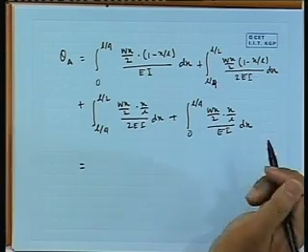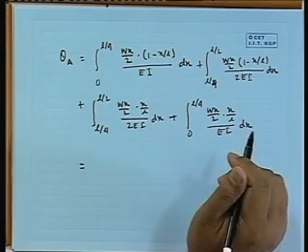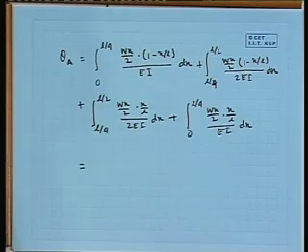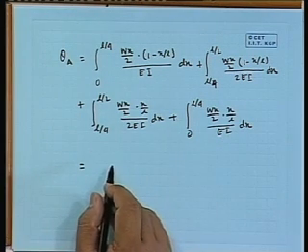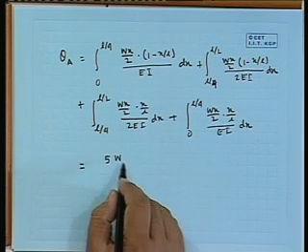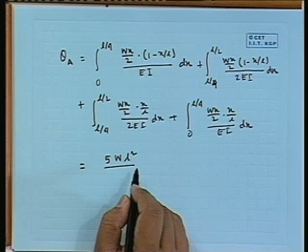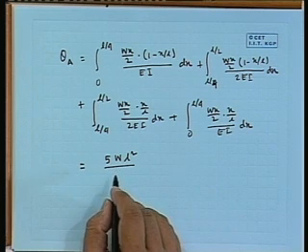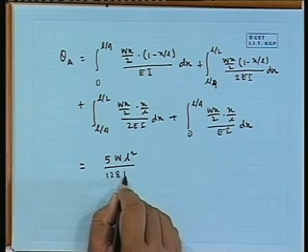Now, you can solve this problem, and whatever value you get, I can supply you what the answer should be for that. It will be W L square by 128 EI.